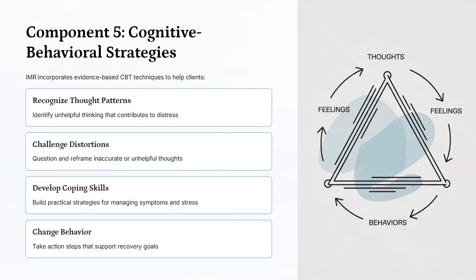Cognitive behavior strategies. IMR incorporates evidence-based CBT techniques to help clients recognize thought patterns, identifying unhelpful thinking that contributes to distress, challenging distortions, questioning and reframing inaccurate or unhelpful thoughts, developing coping skills, building practical strategies for managing symptoms and stress, and changing behavior, taking action steps that support recovery goals.